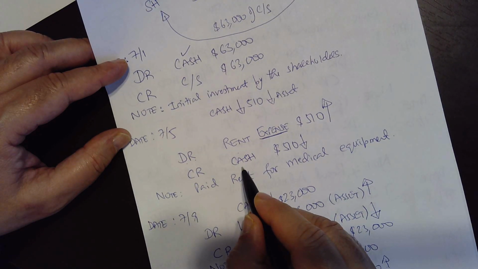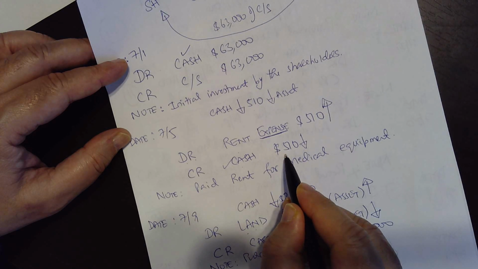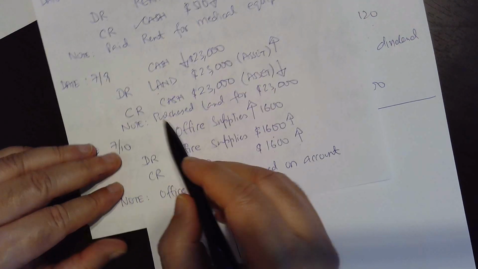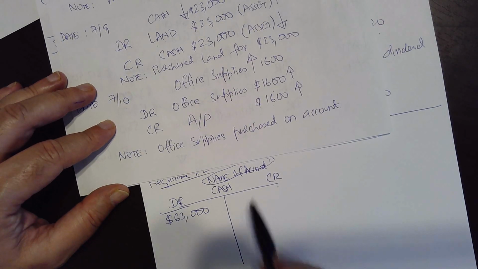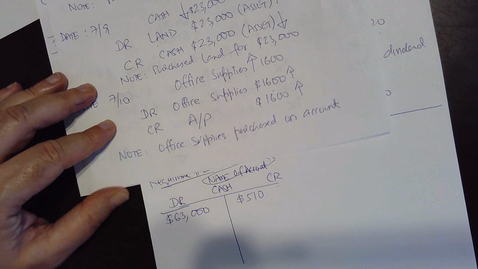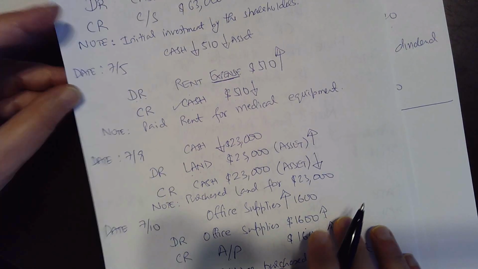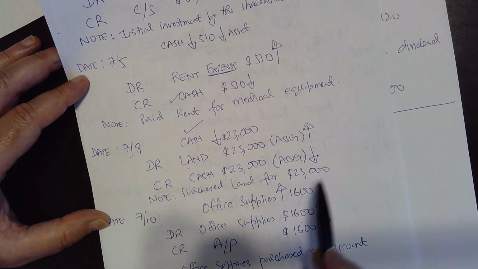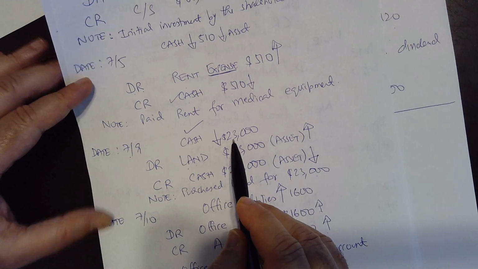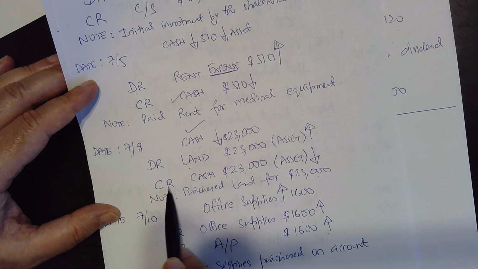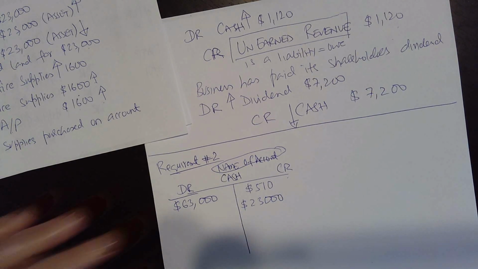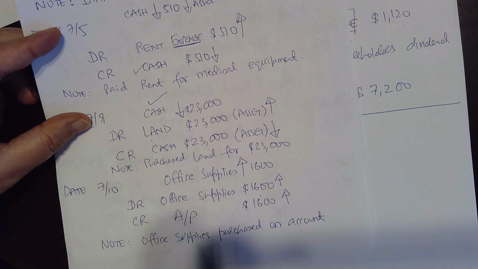All right. The next thing, if we go to the next transaction, we paid cash of $510 for the medical equipment. Means this cash was credited. As you can see, the cash was credited. So I am going to put this $510 on the credit side. Okay. Now in the next transaction, which happens on July 9th, again cash is involved. We purchased the land for $23,000 cash. So the cash is going again, and you notice the cash is on the credit side. So we're going to put 23,000 on the credit side over here. In the next transaction, when we purchased office supplies, there was no cash involved.